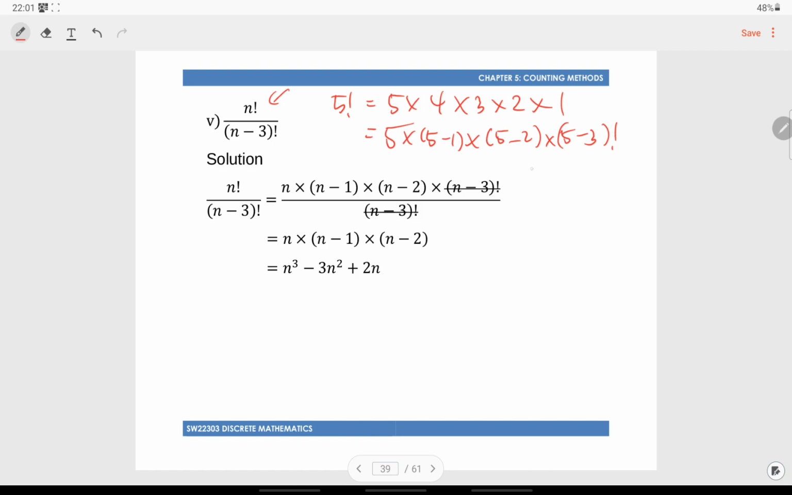So we can do the same thing here. We have n times (n minus 1) times (n minus 2) times (n minus 3) factorial, and then this part can be cancelled out because at the denominator we also have (n minus 3) factorial. So the remaining elements are n times (n minus 1) times (n minus 2), which can be expanded to become this cubic equation.